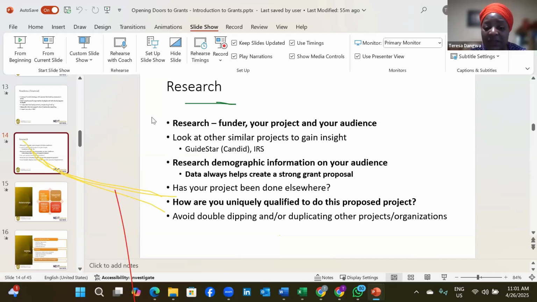Avoid double dipping or duplicating other projects or other organizations' work. There's nothing wrong with learning from other projects and other organizations, but try not to duplicate them or double dip, meaning that you are receiving funds for a food pantry from XYZ, and you are receiving money for food for the same program from ABC organization. So it's very important that there is no double dipping happening.